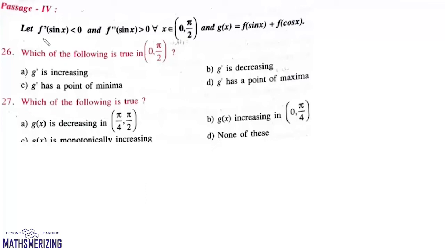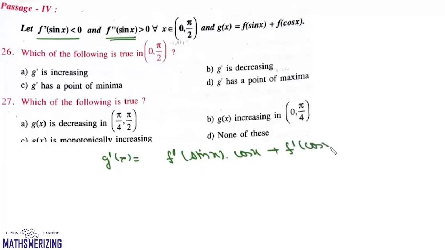Now here the question is, if f'(sin x) is less than 0 and f''(sin x) is greater than 0 when x lies between 0 to π/2, and g(x) is f(sin x) plus f(cos x), then which of the following is true in 0 to π/2? Now if we find g'(x), it is f'(sin x) into cos x plus f'(cos x) into minus sin x. Now we need to find the nature of g'(x).